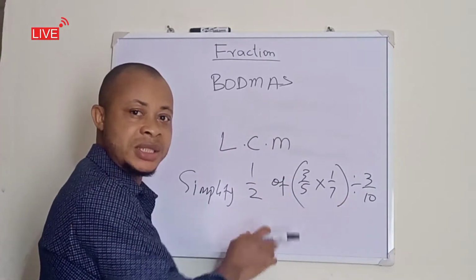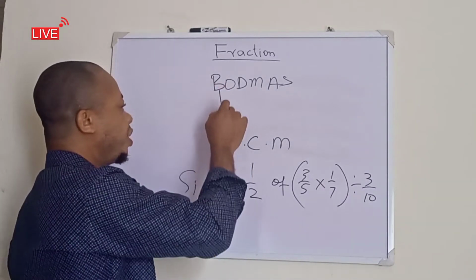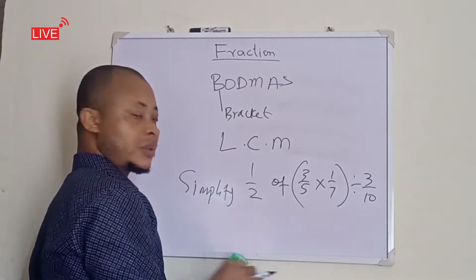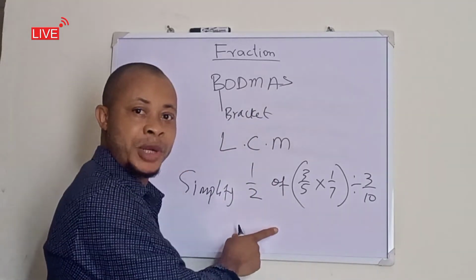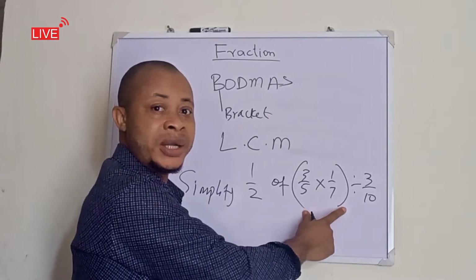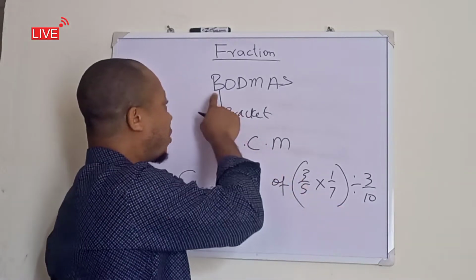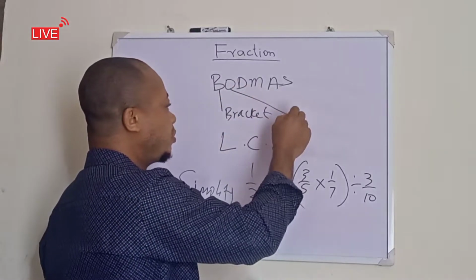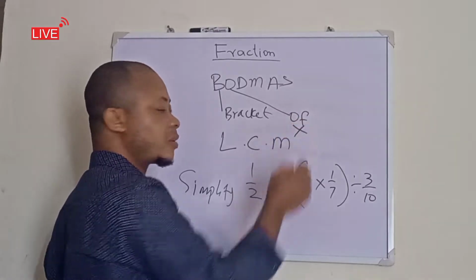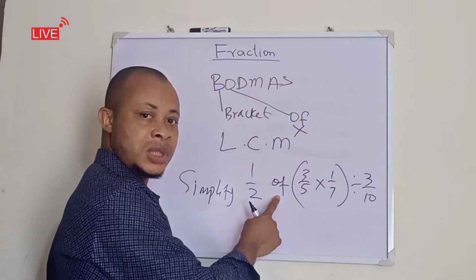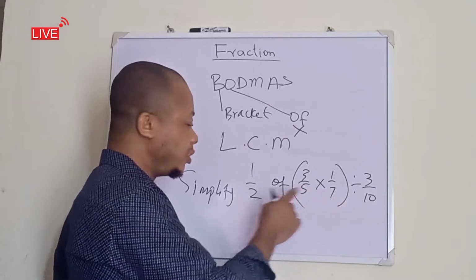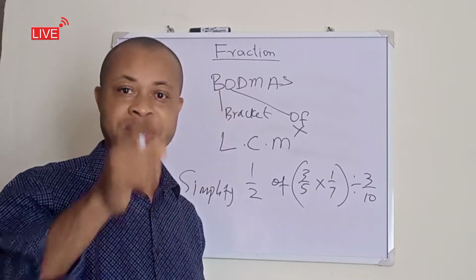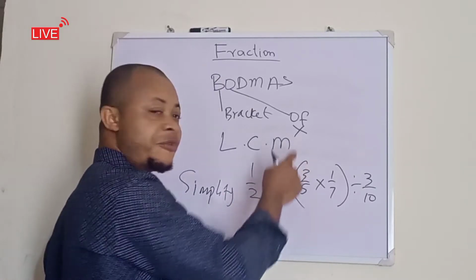BODMAS simply says that B stands for bracket. That means anywhere you see this type of problem, go straight to the one that has a bracket to simplify first. That is why you see B first. B means bracket. Then O means of or times. So here you see of. After solving this in the bracket, you go to this place and solve this, which is of. And of means times. In mathematics, of means what?